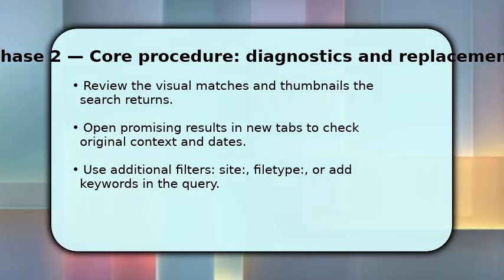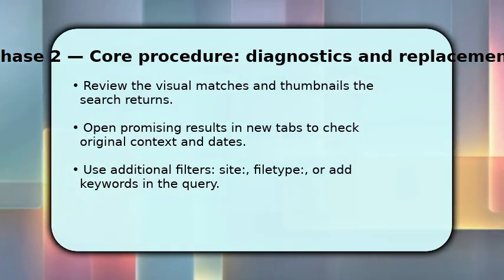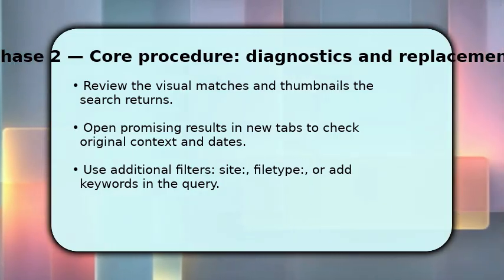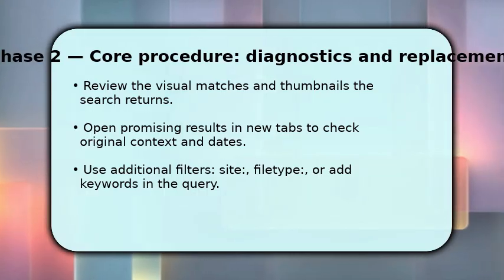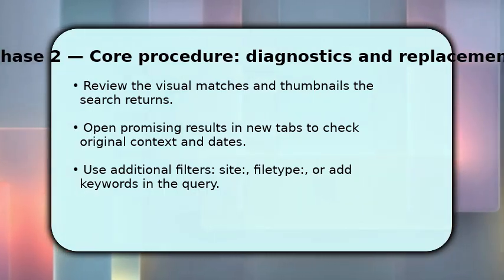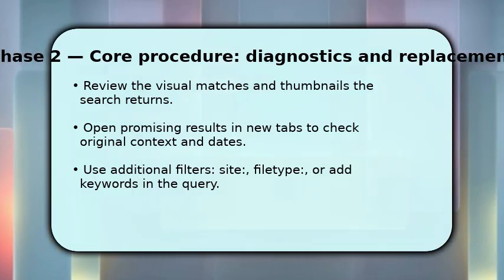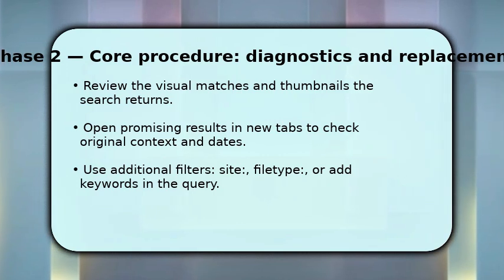If matches are noisy, add keywords or use search operators, like site: to limit a domain or filetype: for image formats to narrow results. Make sure to compare image sizes and EXIF hints when available, because similar crops can be misleading. This step finds origins and verifies authenticity.